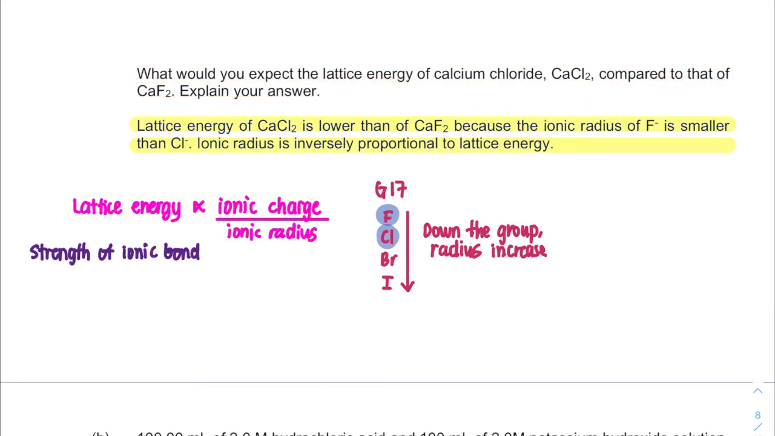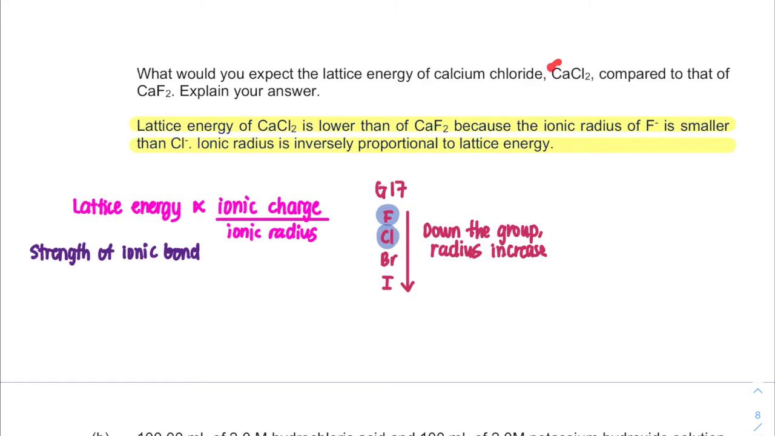For the lattice energy, there are 2 factors affecting it. One is ionic charge, the second one is ionic radius. So for charge, Ca is Ca2 plus, Cl minus. Ca is also Ca2 plus, F is also F minus. So we can't compare it in terms of ionic charge. So what we have to do is compare it in terms of ionic radius.